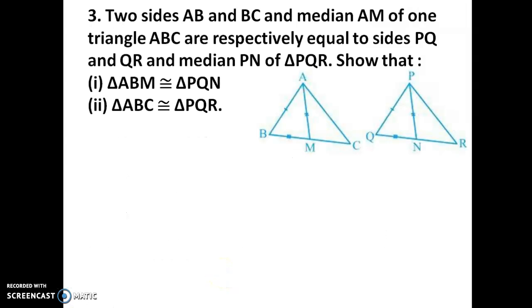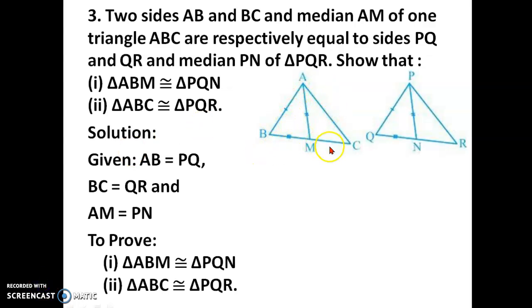Then third problem. Two sides AB and BC and median AM of one triangle ABC are respectively equal to the sides PQ and QR and median PN of triangle PQR. Show that triangle ABM is congruent to triangle PQN and triangle ABC is congruent to triangle PQR. So here you can see in the diagram itself what and all equal. AB is equal to PQ, AM is equal to PN, and BM is equal to QN. So all these are the given data, and to prove you will write.